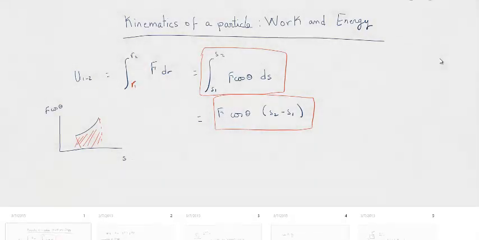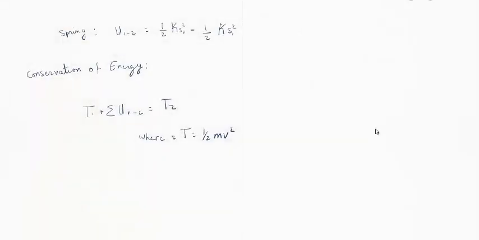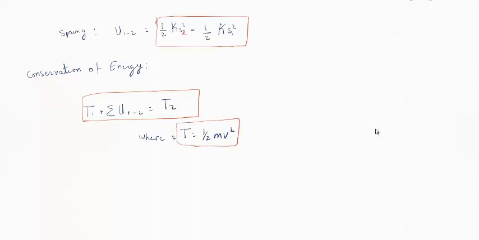So in case you get a problem that's giving you a curve and then it's asking you to get the energy. Now for a spring, the energy is 1/2 k s2 squared minus 1/2 k s1 squared. Now energy is conserved. So the conservation of energy, we have T1 plus the sum of the energies equals T2, where T is 1/2 mv squared, and v is the velocity. So the speed of the particle, how fast it's going.